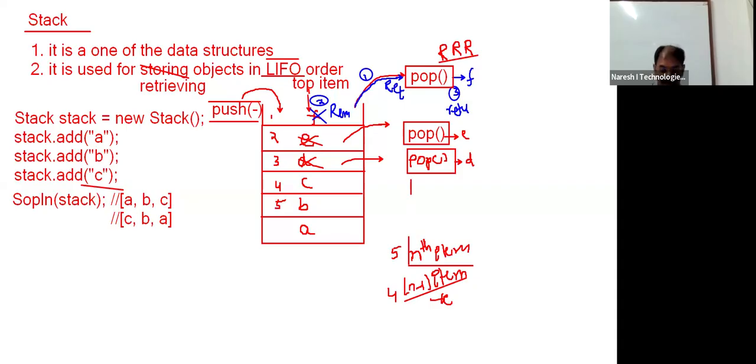Then there is another method called peek. What does this peek method do? It will retrieve the object and return the object. It will not remove the object.